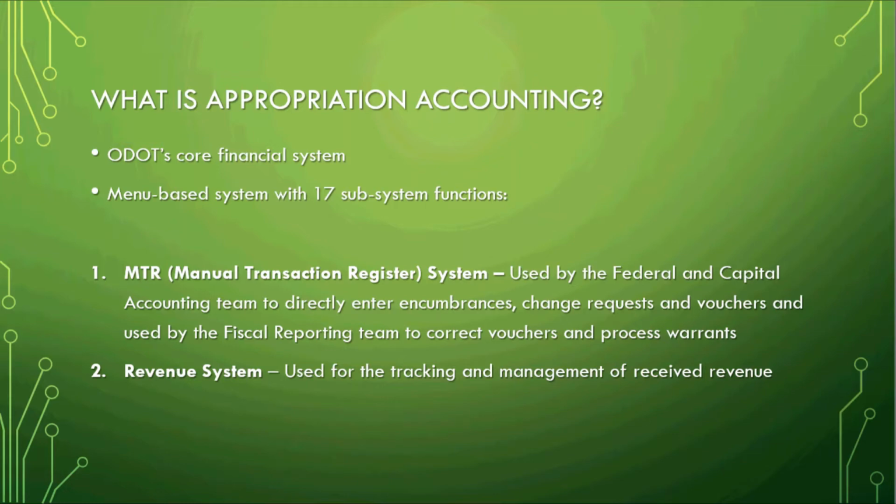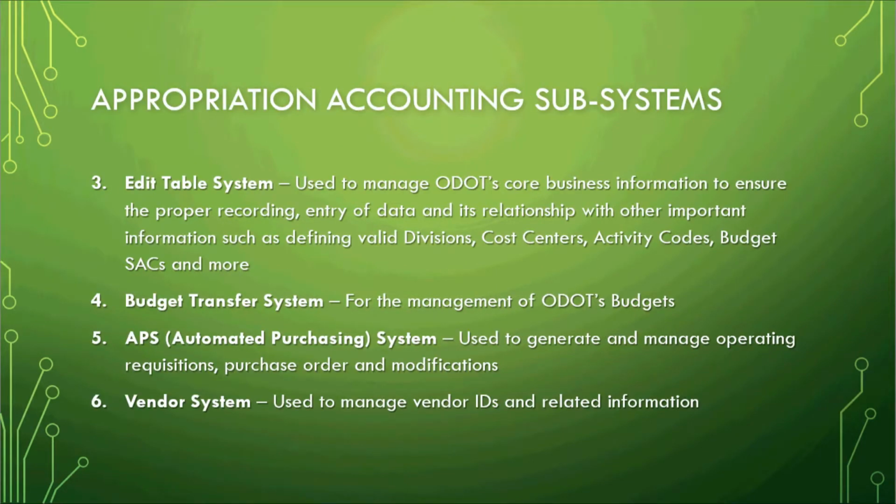Second, the Revenue system, used for tracking and managing revenues. Next is the Edit Table system, used to manage ODOT's core business information to ensure proper recording and entry of data, and its relationship with other important information such as defining valid divisions, cost centers, activity codes, budget SACs, and more. Fourth, the Budget Transfer System, for managing all layers of ODOT's budget.